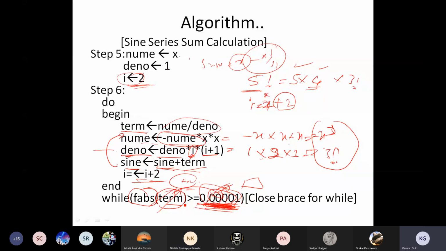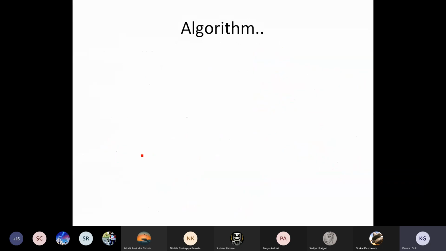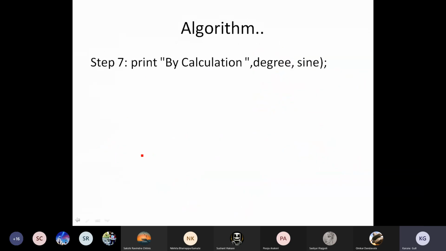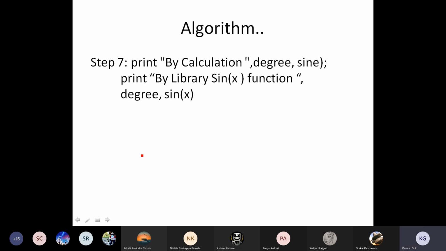Once I come out of this, I have the accurate sine value. Then you just print it: print by calculation the degree and the sine. Whatever value you got for the sine by calculation, for the degree you have read, you do the same thing using the library function also, by library sin x function, which is already available inside the C language.